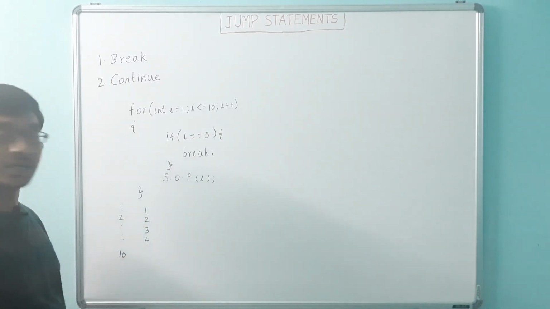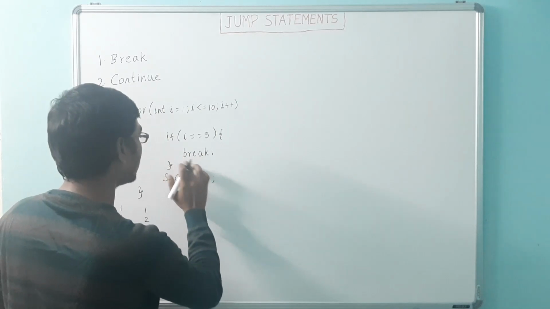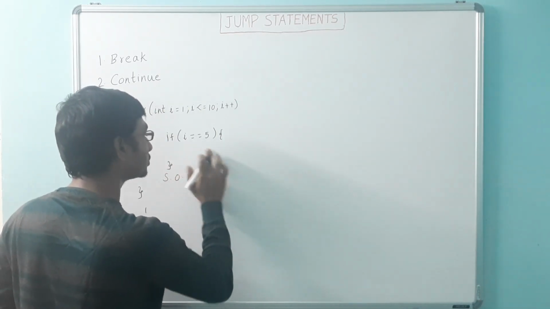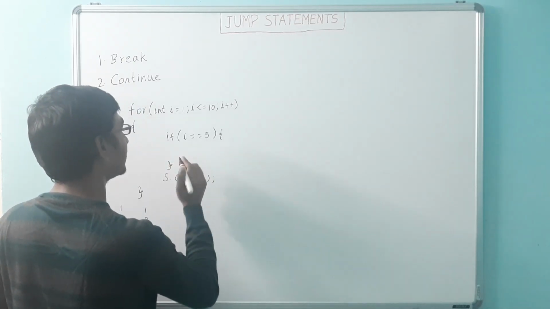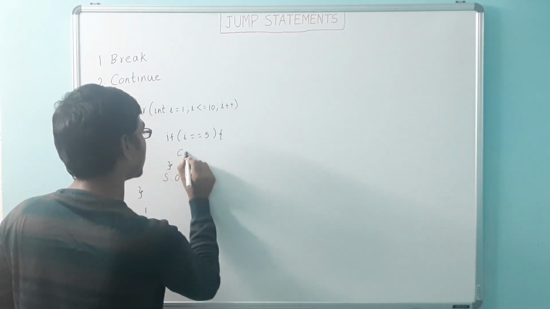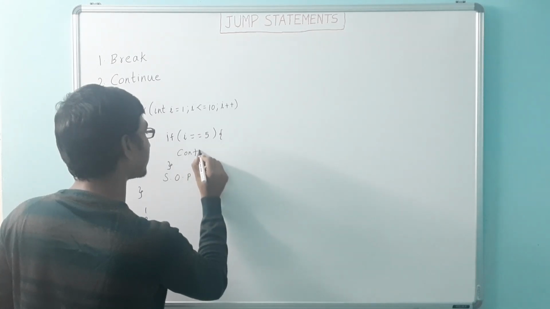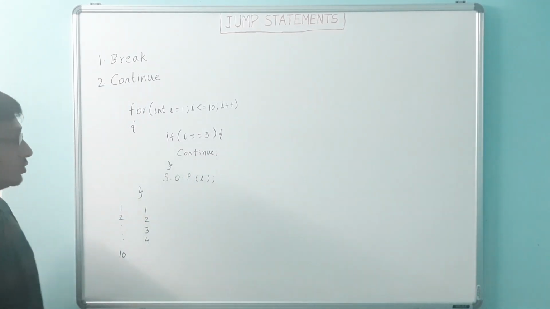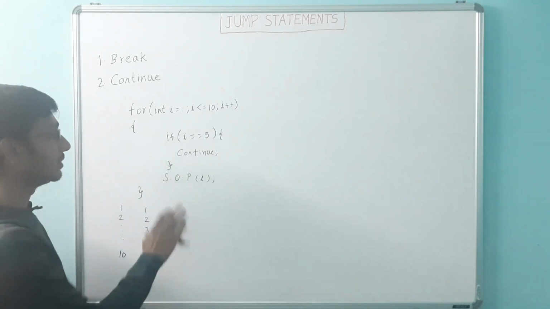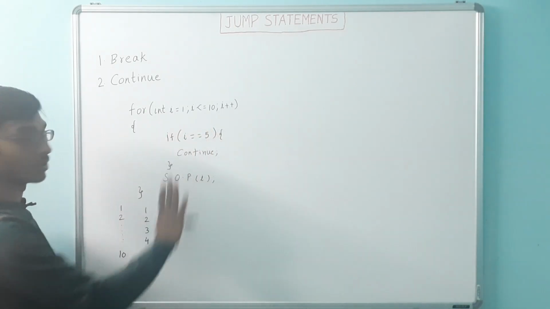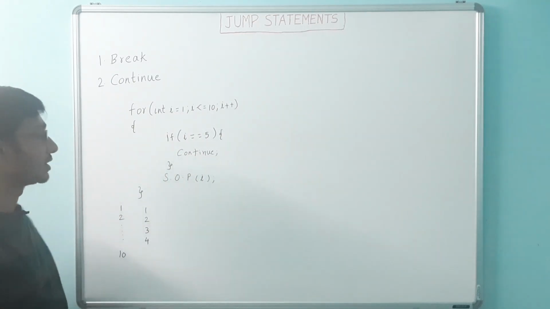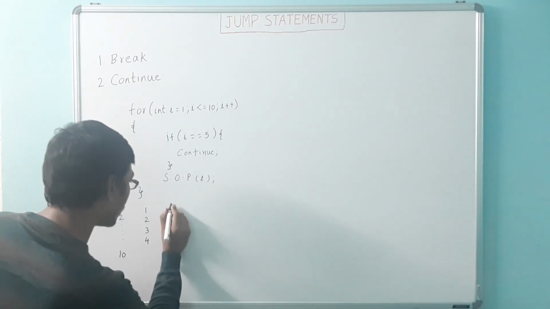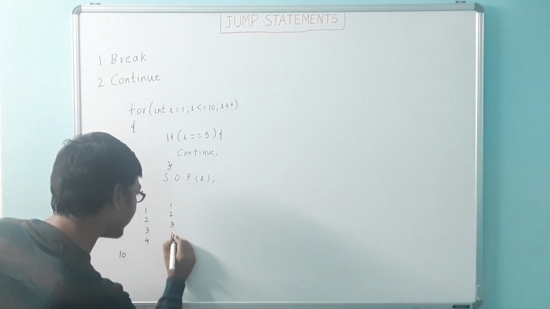Now let us understand the continue statement. So continue with the same example. I am going to just replace this break with continue. What if I write continue here? So continue is used to skip the current iteration. For example, in this program, it has to display 1 to 10 numbers. So this condition will never be met for 1, 2, 3 and 4, we know.